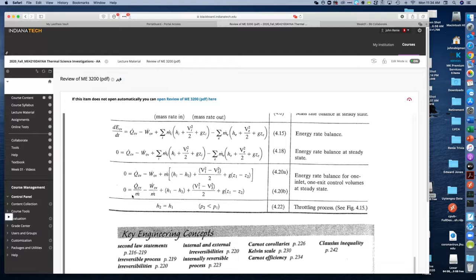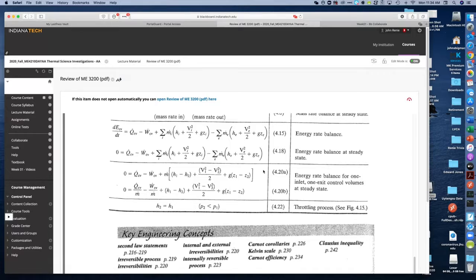And since a Q dot is really kilojoules per second and an m dot is kilograms per second, these terms here are just heat transfer per mass and work per mass. And so this equation here is the steady flow, single inlet, single outlet, control volume, first law of thermodynamics on a per mass basis. And the earlier form is, if you want to think of it, on a power basis, a rate basis.